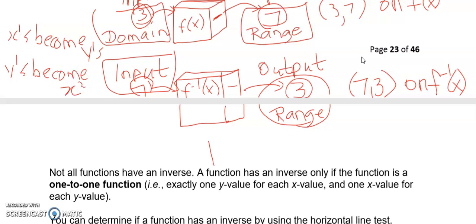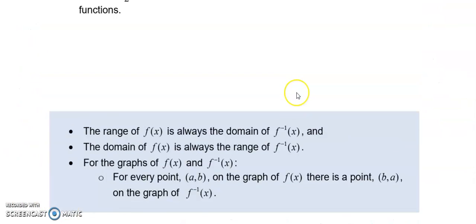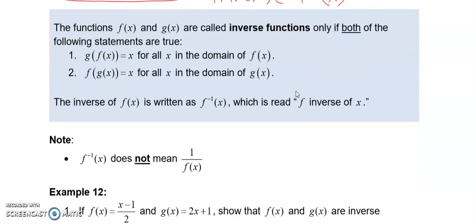Between a function and its inverse, that's exactly what happens. The x's become y's and the y's become x's. That's the relationship. The domain becomes the range and the range becomes the domain. And the points just get switched around, the coordinates. Now, that's kind of what this is saying here.